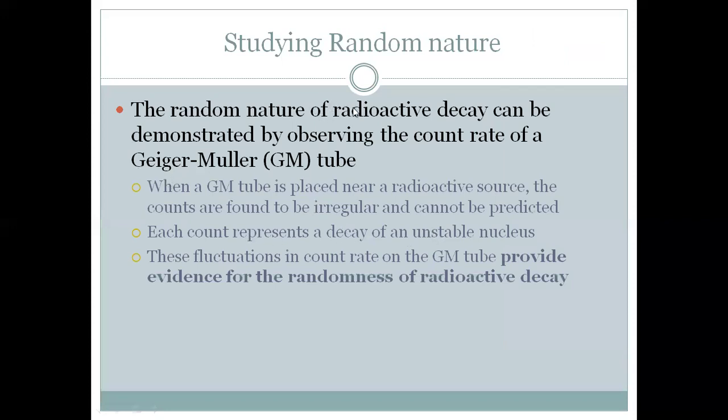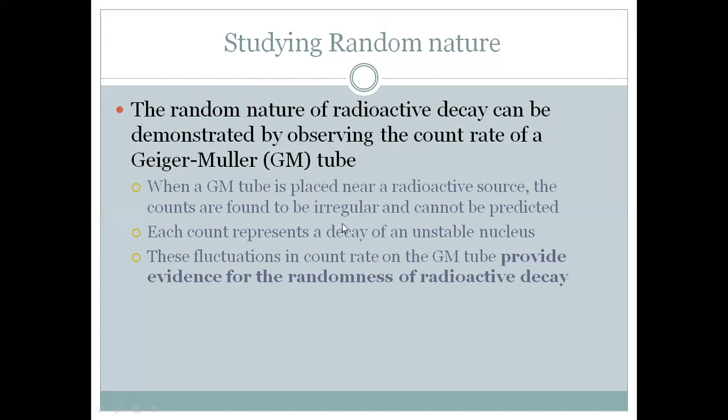So how do you study the random nature of radioactive decay? You have to use a GM tube, and the GM tube has to be placed near the source, and we have to record the decay count rate at regular intervals. The interval depends on the half-life. We have discussed the half-life in the previous video. That is the time in which half of the atoms in a sample of radioactive atoms decay. That time is known to us, and it is particular for a particular radioactive nucleus.